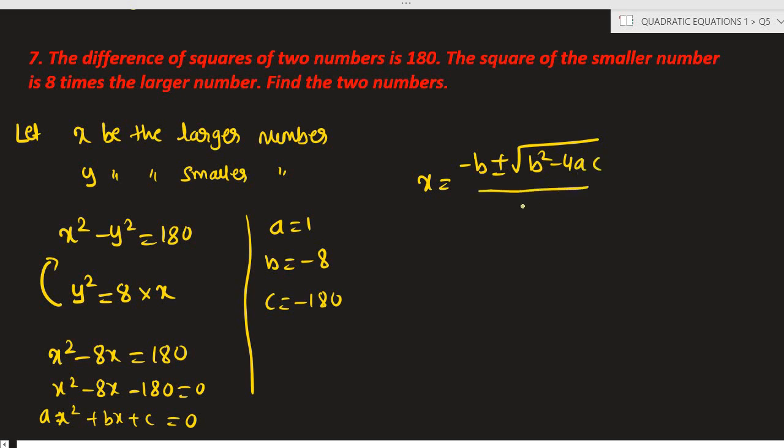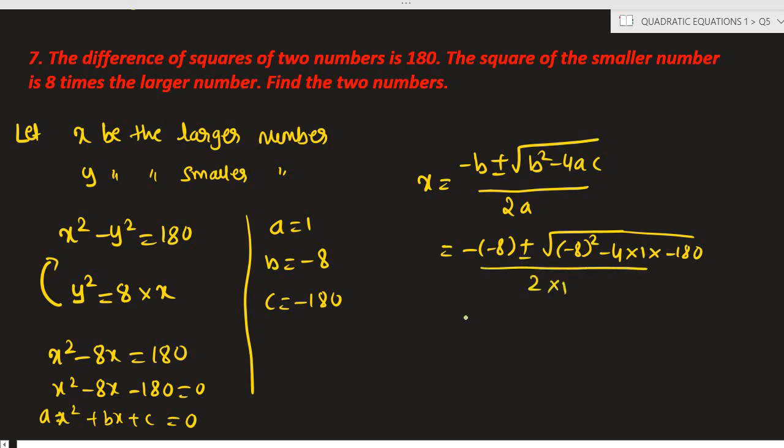And x is equal to minus b plus or minus root b square minus 4ac whole divided by 2a. x is equal to minus b. b is how much here? Minus 8 plus or minus root minus 8 bracket square minus 4 into 1 into minus 180 whole divided by 2 into 1.